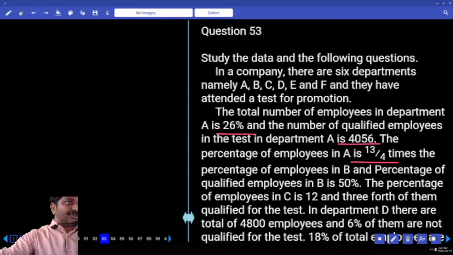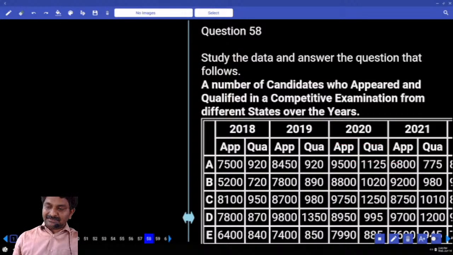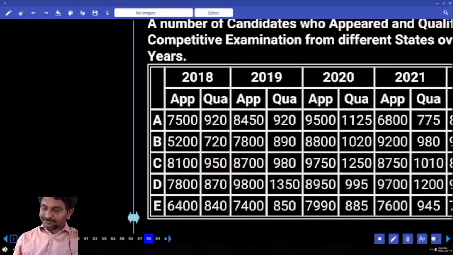Understood? So 6 departments and then 3 values. Total, qualified and disqualified. 6 threes, 18 numbers you need to fill. Understood? 18 numbers to fill. There 3 different types of information presented. Percentage, fraction, a number. Understood? So clear information, time taking. So I'll skip and we'll start the next set. I'll come back and then solve it.